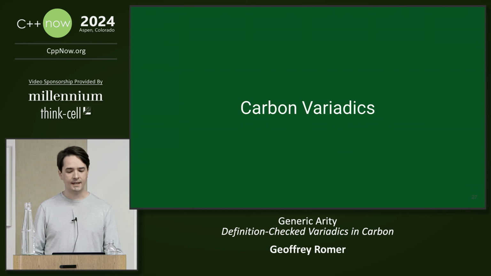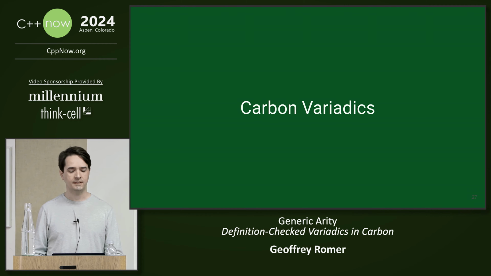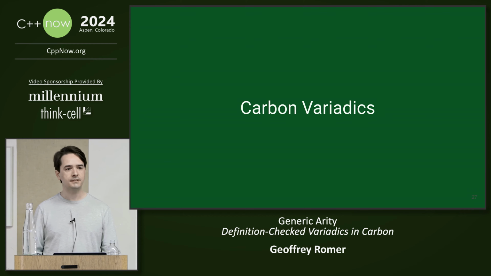So those are some of the key ideas behind Carbon generics. What I'm going to be talking about today is how we can extend that approach to cover Variadics. A Variadic function is basically a function that has a generic arity. In other words, it's generic with respect to the number of arguments, not just with respect to their types.